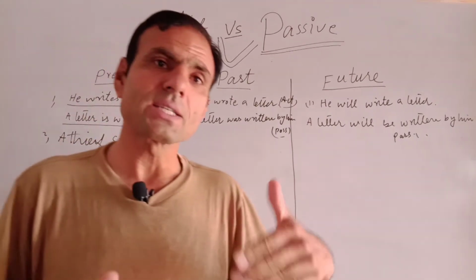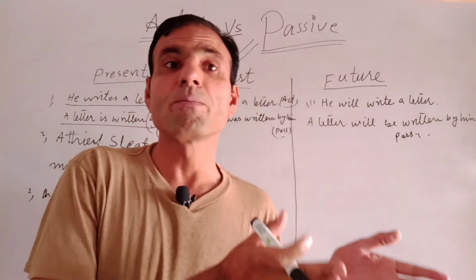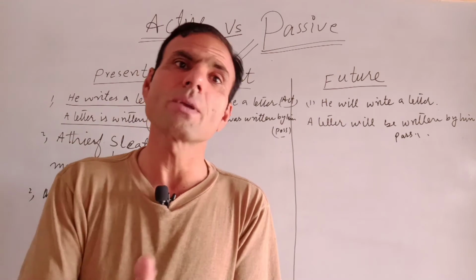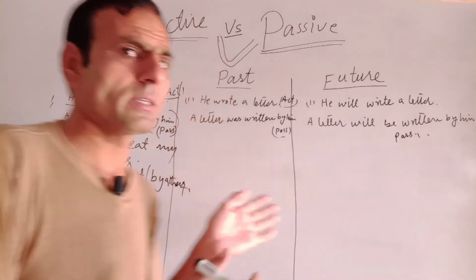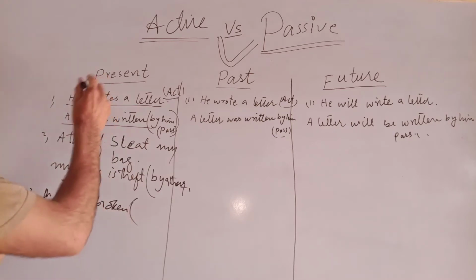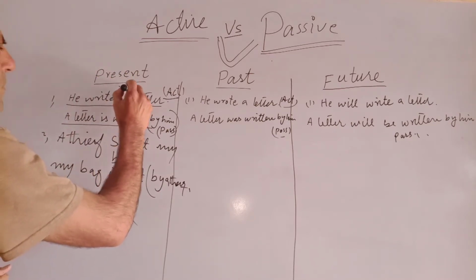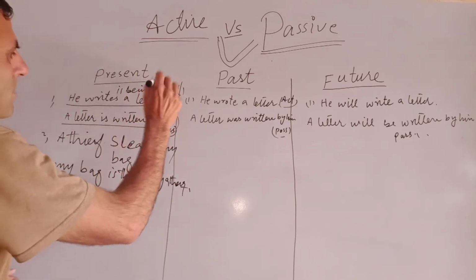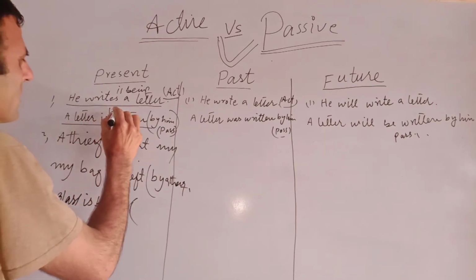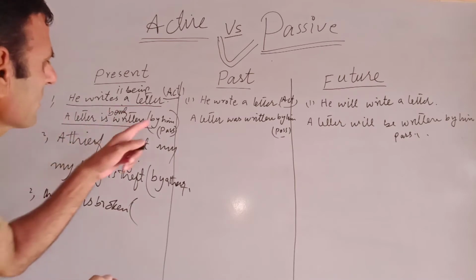If it is continuous, we put being. Again, the third form of the main verb, and the object becomes the subject of the sentence. A letter is being written by him, the same thing. We just put being here: a letter is being written by him.